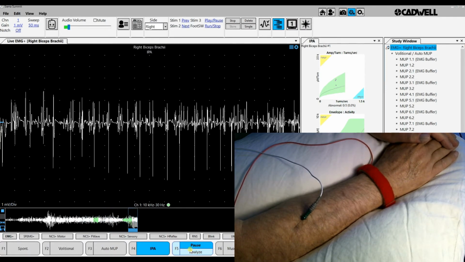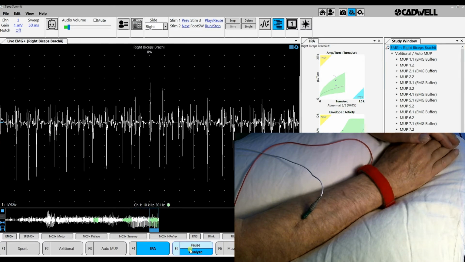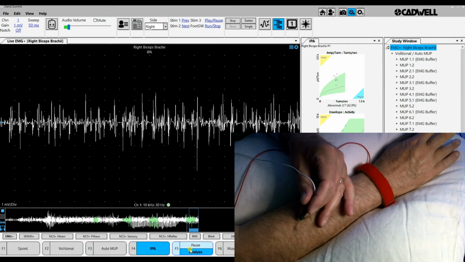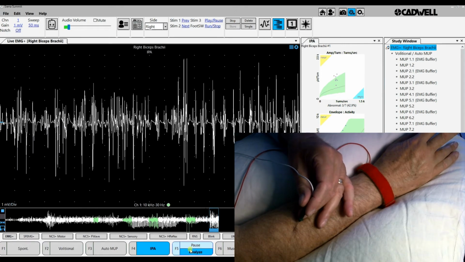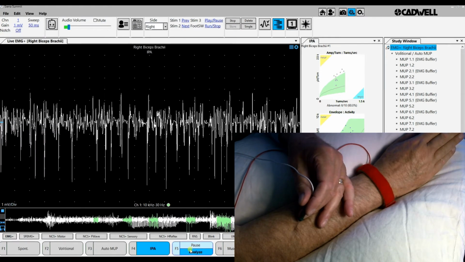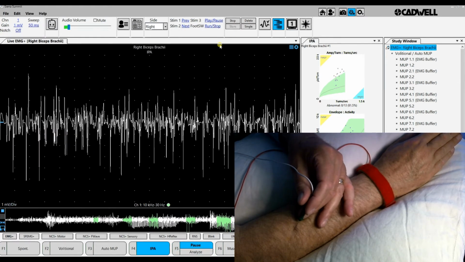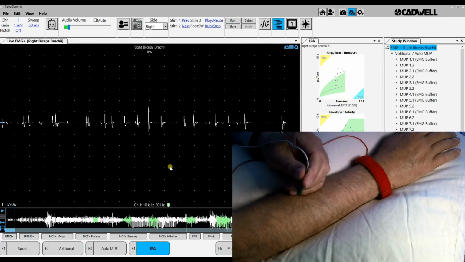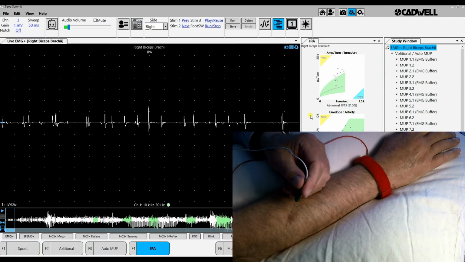And we stop the analysis and start, and I move the needle, analyze. I move the needle, analyze. I increase the strength. We ask the patient to increase the strength, and we analyze. New electrode position, and we start again.